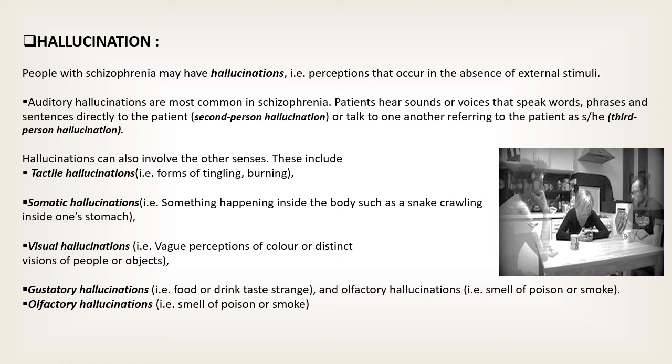Then there are visual hallucinations, which are vague perceptions of color or distinct visions of people or objects. The person might see someone or see certain colors. Okay, but in reality there might be no one present, but the person with schizophrenia might have a vision of someone or somebody or a color. Okay, so that is visual hallucination.